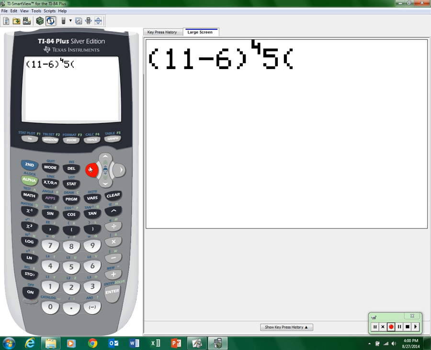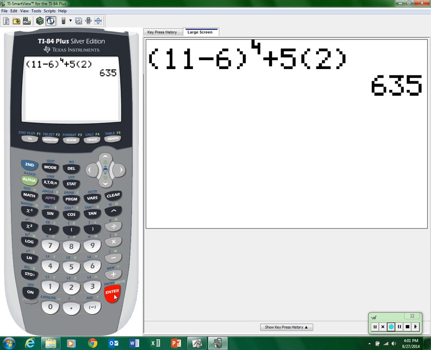Let me put the plus sign in. So plus 5 times 2. Okay, make sure you type it right. As you notice, I made a couple mistakes as I was typing it. It's very easy to do. So before you press the enter button, make sure it looks exactly like you want it to. 11 minus 6 to the 4th power plus 5 times 2. The calculator will do all the work for you. It does the PEMDAS automatically. Voila, there it is, 625. Easy as that. All right, let's continue.